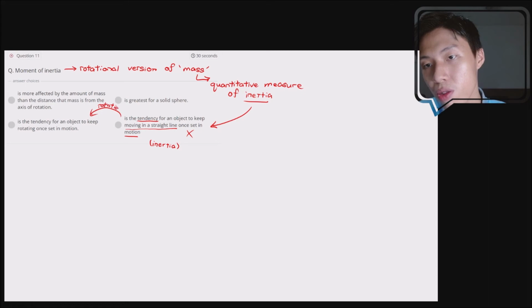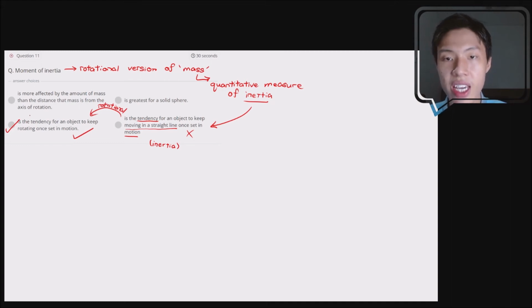Rotational version, then you'll be like this. Therefore, this is the correct answer. So this is our answer over here. Okay, it's a rotational version of mass, means what? It's a rotational version of inertia. So rotational version of inertia means when you change this definition of inertia to the rotational version. So it's a tendency for an object to keep rotating once set in motion.